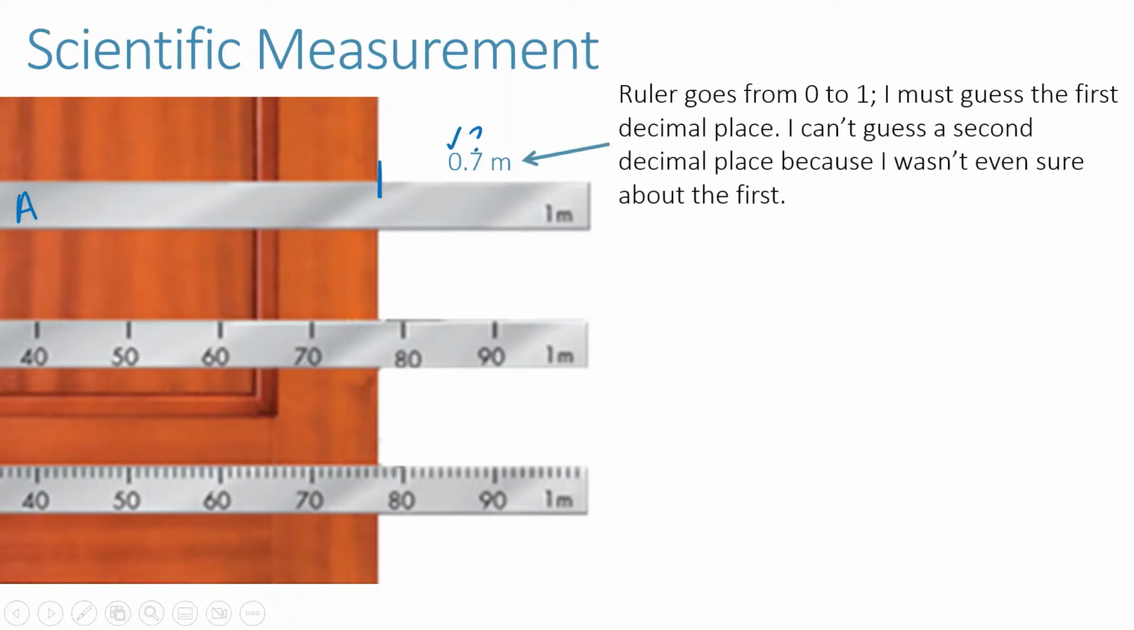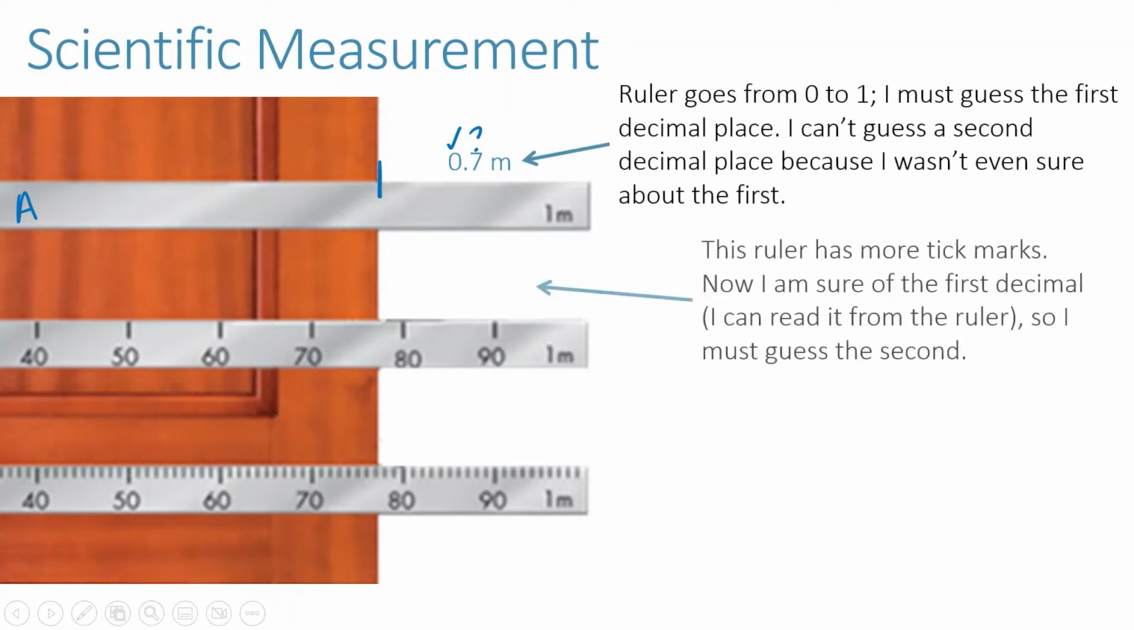Now, when we look at the next ruler, I'm going to call this one ruler B. Ruler B has more tick marks, so my measurement for this one is going to be a little bit more precise. I am certain that this is still a 0. I am now certain that this is a 7 because I have a tick mark for 0.7. And then I estimate this last place. I can't estimate another decimal place because I wasn't even sure about that 8. I can't guess any more decimals unless I get more tick marks.